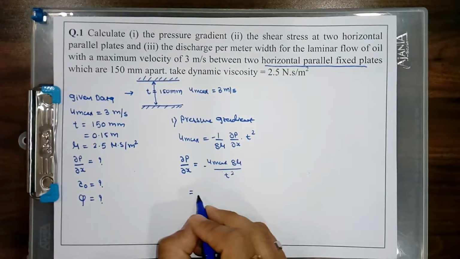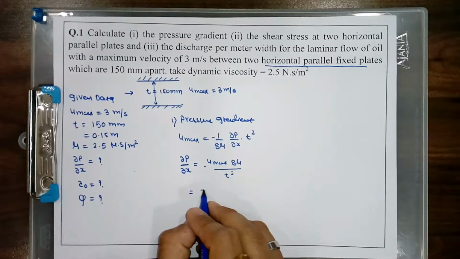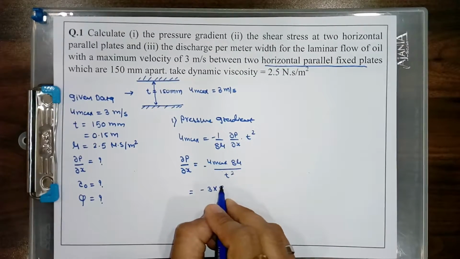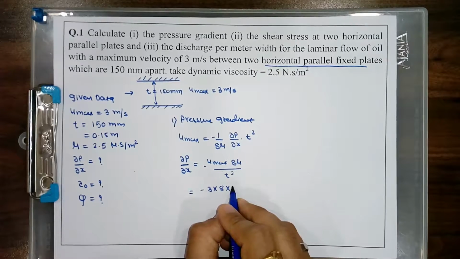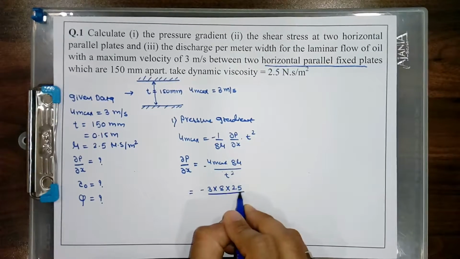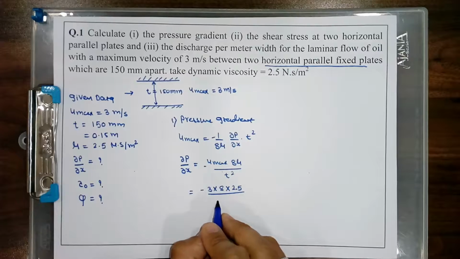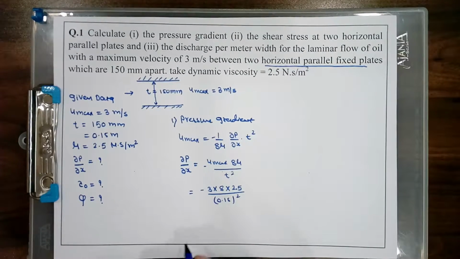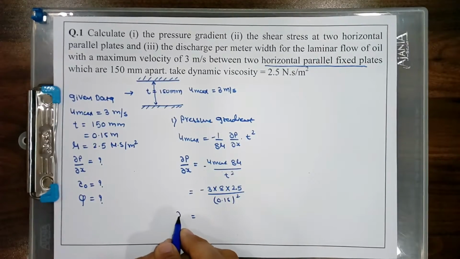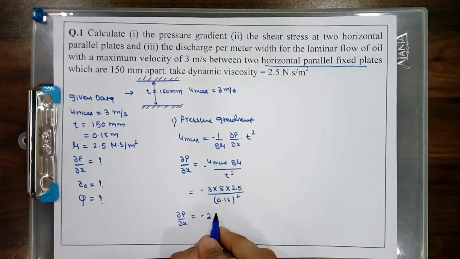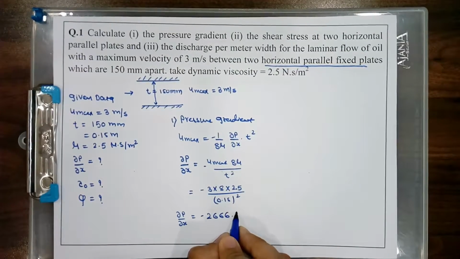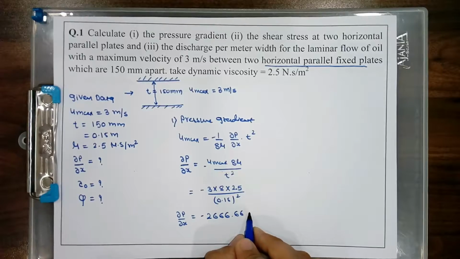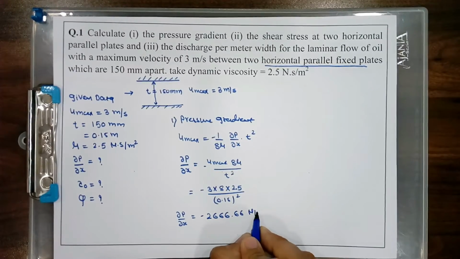Now we put down the values. U max is 3, 8, and here it is 2.5, divided by T, that is 0.15 whole to the power 2, and from that we get del P by del X, that is minus 2666.66. We can write that as Newton per meter square per meter.